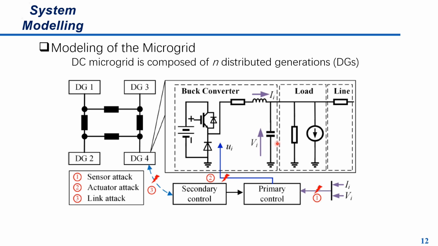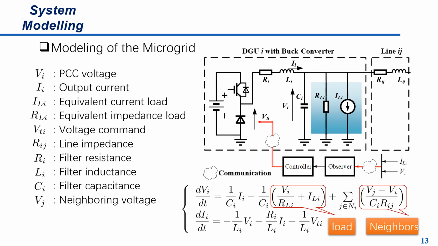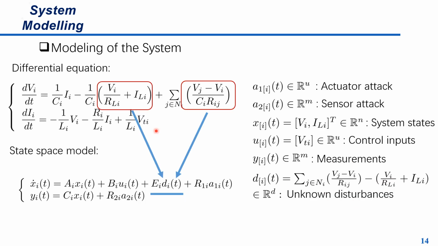As can be seen, there are three critical points that could be hacked in the system, which cause sensor attacks on the measurement channel, link attacks on the communication channel, and actuator attacks after the controller output. Let's go back to the microgrid model. As there are two energy storage components, inductor and capacitor, we have two differential equations. And then we can transfer the differential equations to a state space model.